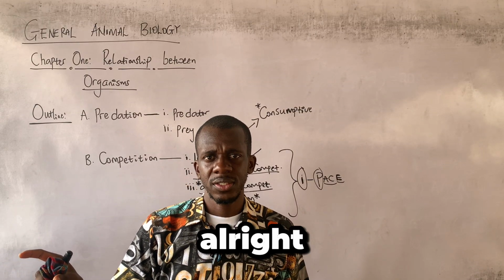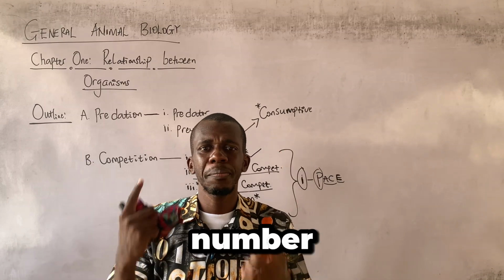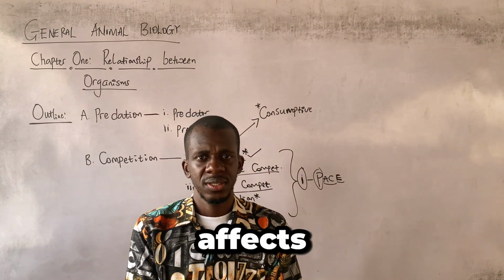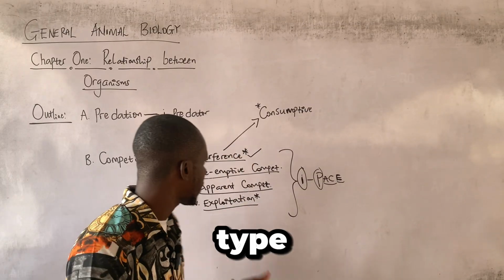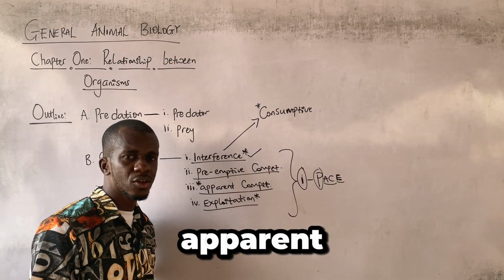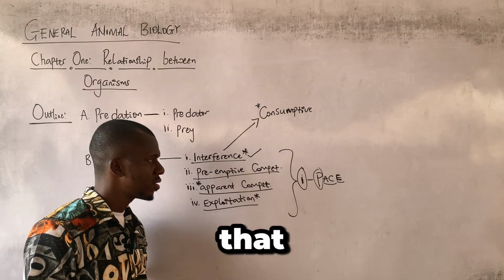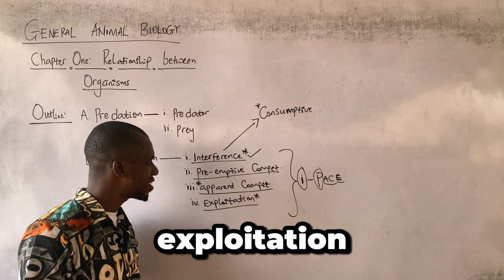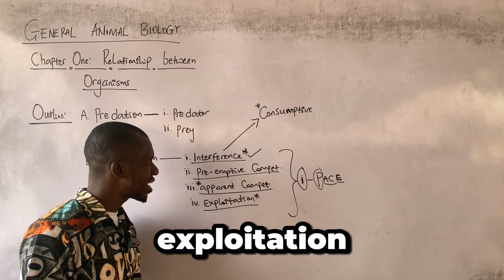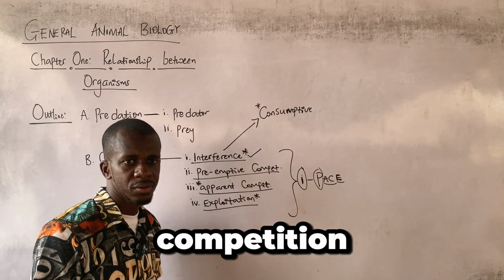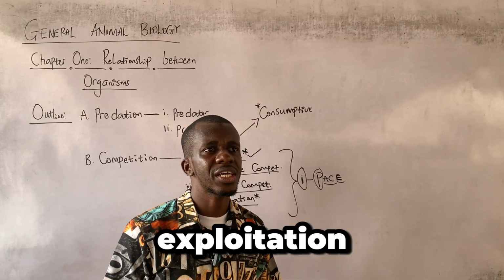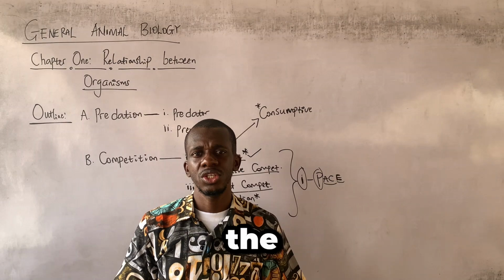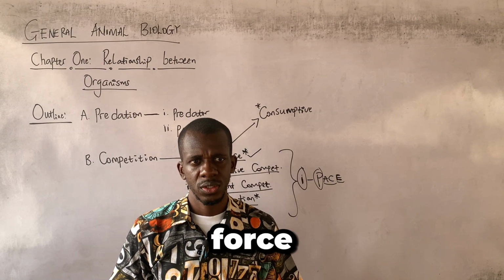Yes. All right. So when there is a rise in the number of one or a drop in the number of any, it affects the other. So we call this type of competition apparent competition. Do you see that? Very good. The last form of competition we have is exploitation competition. Exploitation competition. Okay. Now, this exploitation competition usually involves the use of force.